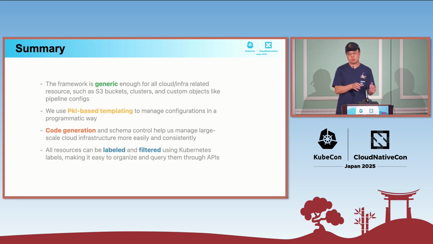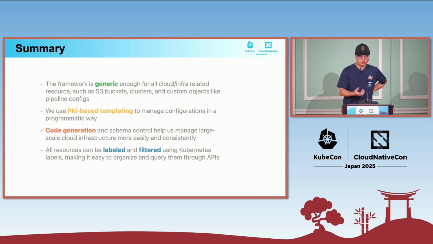But that is too much for the user to learn. So we define a simplified layer to abstract the requirements as an API. And the Pickle-based templating helps manage the configuration in a very programmatic way. And personally, I love it because every time I write Pickle code, I know I cannot make errors. So it's very hard for me to make errors in Pickle.